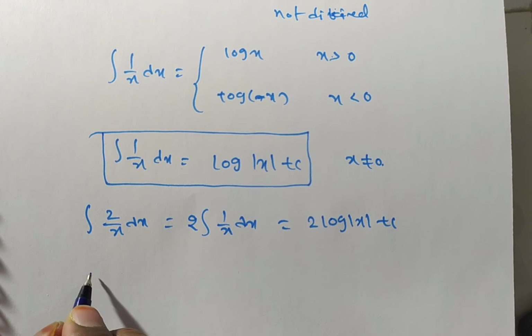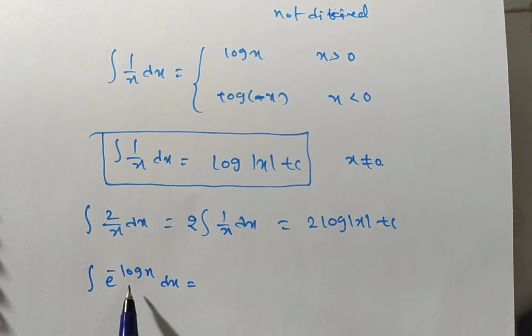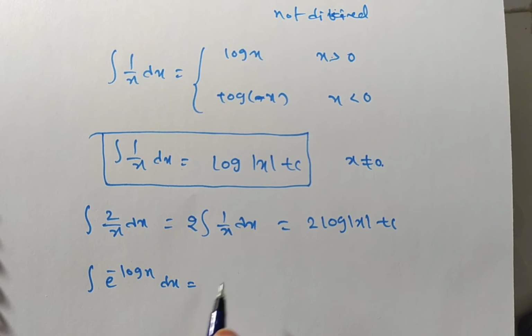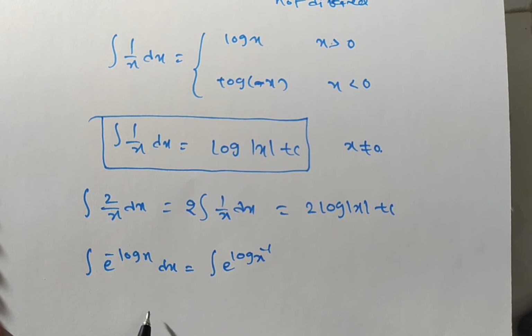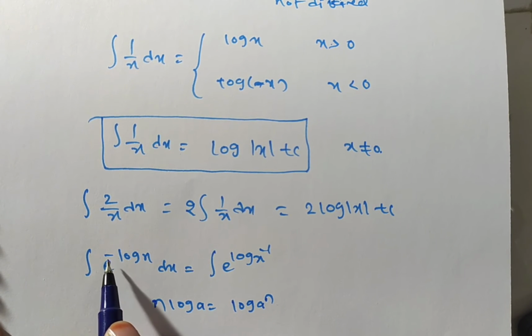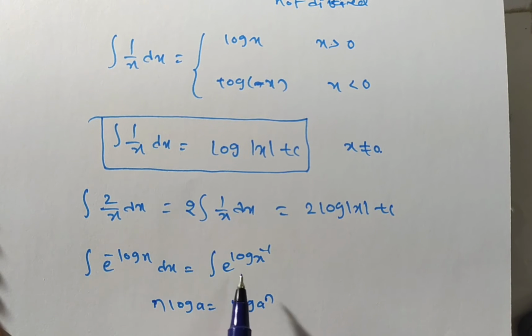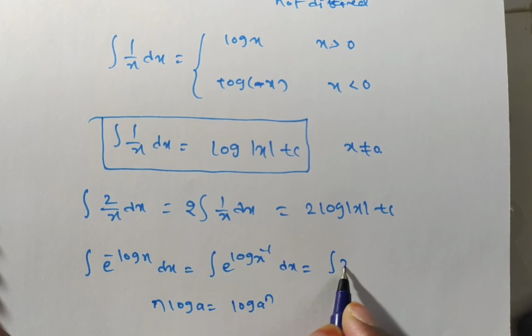Next problem: evaluate the integral of e to the power of minus log x dx. Is it in the form of 1 by x or x to the power of n? No, it is not in standard form 1 or standard form 2, but we know only standard forms, so we have to convert it into standard form 1 or 2. You have a formula n log a is equal to log a to the power of n. By using that, minus log x is nothing but minus 1 into log x, so you can write it as log x inverse. Now e and log get cancelled, and you will have the integral of x inverse dx.